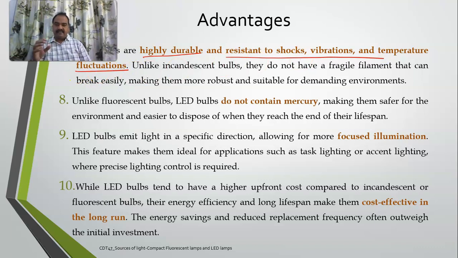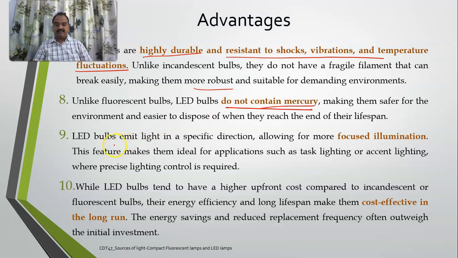Incandescent lamps have very fragile elements. They are made of glass and break very easily. Whereas LED lamps are more robust and suitable for any demanding environments. And more importantly, they don't have any mercury. One of the disadvantages of fluorescent lamps is that they contain mercury. Whereas LED bulbs do not contain any mercury, which makes them safer for the environment, so you can easily dispose of them.